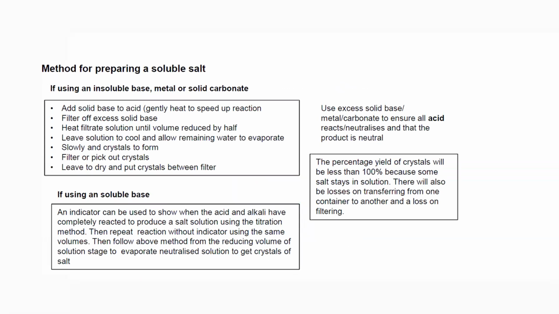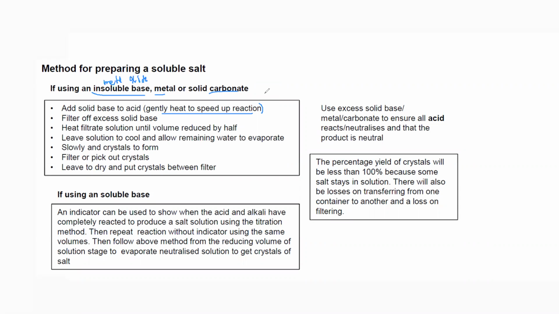Method of preparing a soluble salt, the experimental technique. For example, we use an insoluble base such as a metal oxide or metal hydroxide that does not dissolve, or a solid metal carbonate. First we add the solid base to the acid and gently heat. Why? To speed up the reaction so that the reaction can occur. Normally heating is done for metal oxides. Metal oxide does not react easily at room temperature. The reaction is very slow, that's why we supply heat energy.